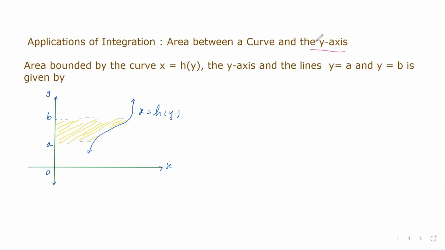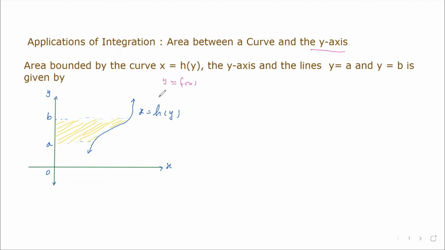Before, we integrated with respect to x, right. In the previous example we found area on the x-axis, now it becomes the y-axis. So the area between a curve and the y-axis is the area bounded by the curve x equal to h(y). You see, before we used y equal to f(x), correct?